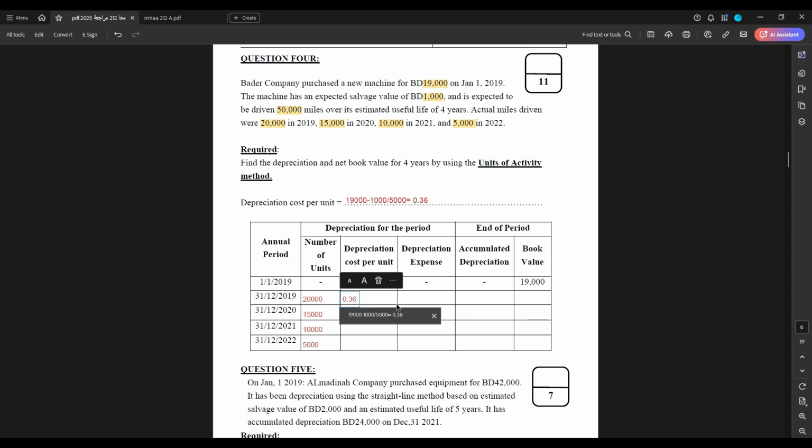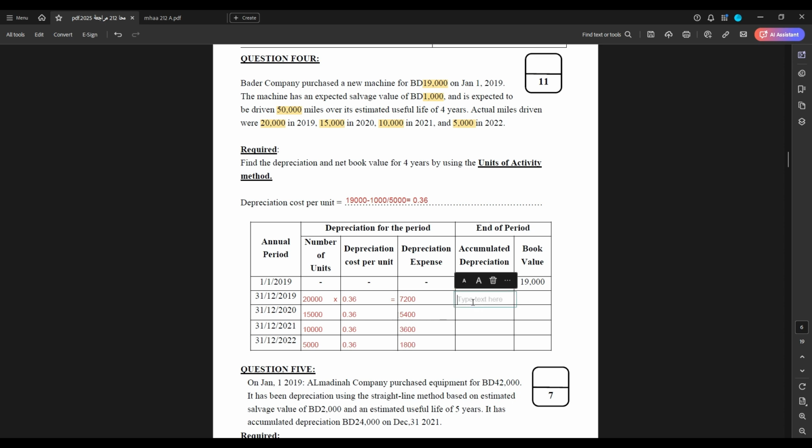Now we need to multiply the depreciation cost per unit by the number of units. So the answer will be 7,200 for the first year. The second year is the same process, 5,400, and third year 3,600, and last year we have 1,800.